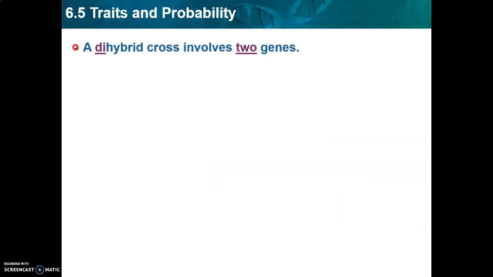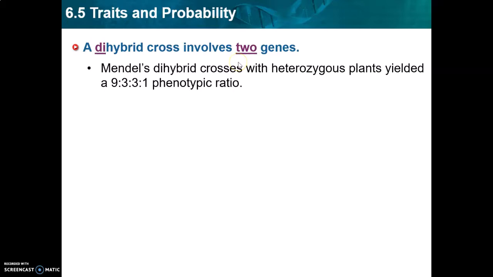Now, a dihybrid cross is a cross that involves 2 genes because di means 2. So in a dihybrid cross, we don't really focus on the genotype ratio because there are just so many possibilities of different genotypes. But the phenotypic ratio of a dihybrid cross is something that will be very helpful for you to recognize. A 9 to 3 to 3 to 1 phenotypic ratio is what you would expect if you have 2 heterozygous parents and you're crossing them looking at 2 specific genes.